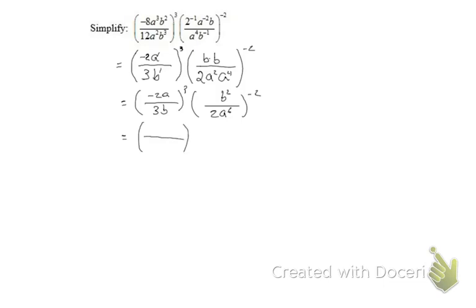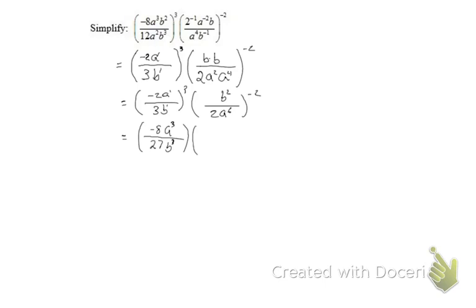So negative 2 raised to the third power is negative 2 times negative 2 times negative 2, which is negative 8. 3 to the third power, or 3 times 3 times 3, is 27. And then that exponent of 3 tells me that I have 3 sets of a to the first. I'll multiply my exponents. A to the first times 3 is a to the third. Likewise, b to the first, I have 3 sets of those to give me b cubed in the denominator.